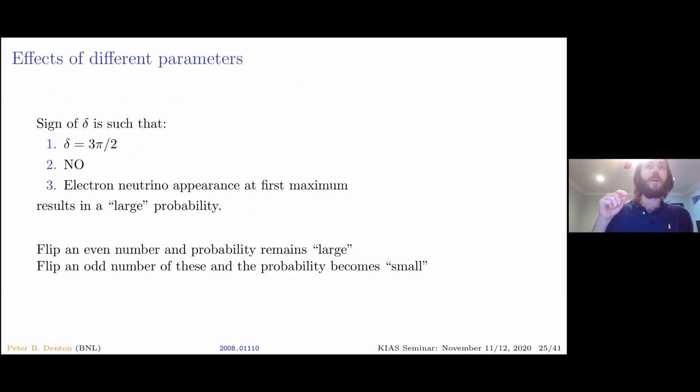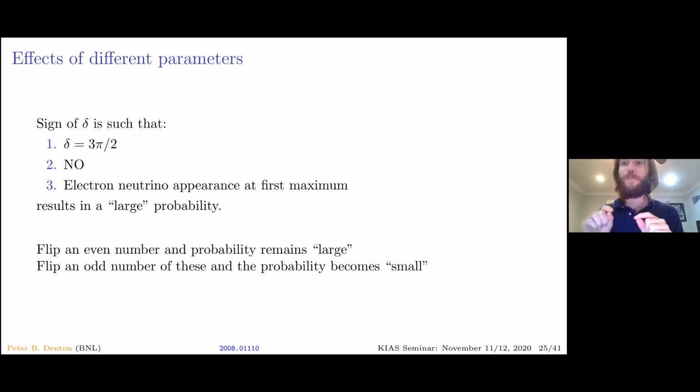All right, so for a long-baseline appearance experiment, if you have delta of 3π/2, the normal mass ordering, and you're in neutrino mode, the probability is comparatively large. And by large, I mean something like 10 or 12%. If you flip one of those, it becomes small. By small, I mean around 6%. By flip, I mean change delta from 3π/2 to π/2, or that is to say, flipping the sign of sine delta.